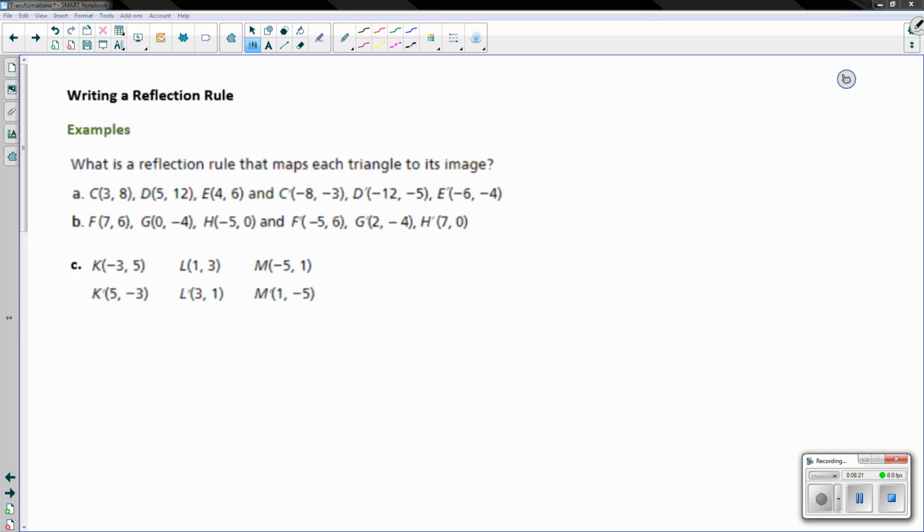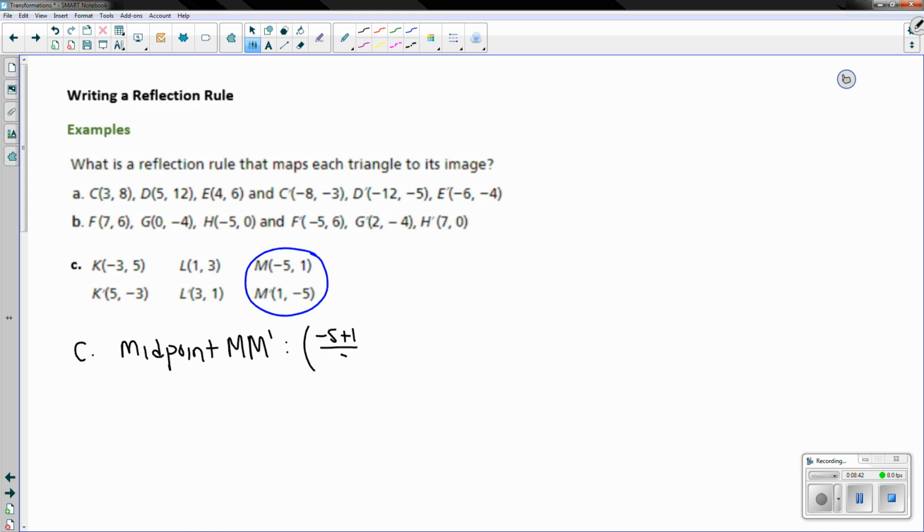And for our last example, let's choose these last two coordinates, M and M prime, to determine our line of reflection. So we're on part C. We're going to start with the midpoint of the segment that connects the pre-image and the image point for this particular pairing. So when I average the x's, negative 5 plus 1 over 2, and I average the y's, 1 minus 5 over 2, we're going to get negative 4 over 2, which is negative 2, and then negative 4 over 2, which is negative 2. So there's the point our line of reflection is going to pass through.